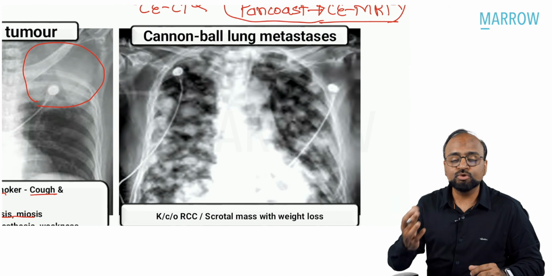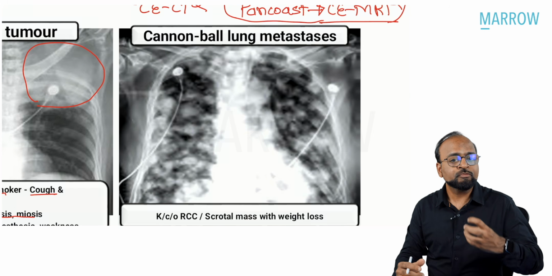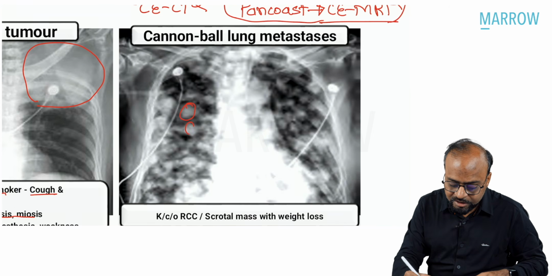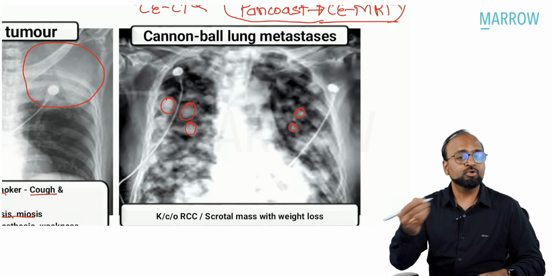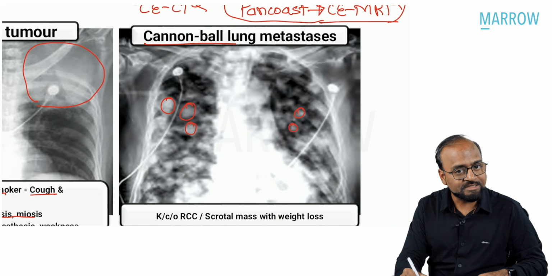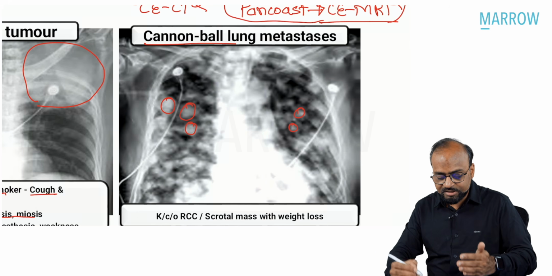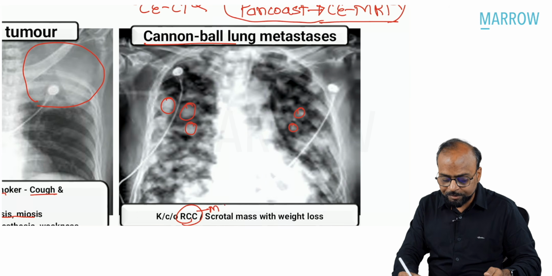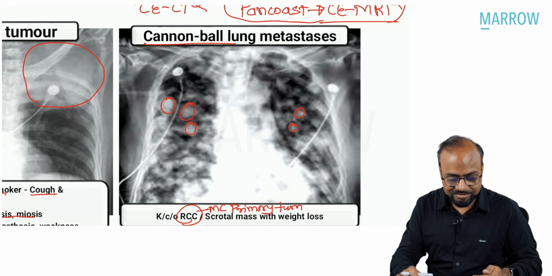Another typical lung tumor spotter that I want you to know is big chunks of metastatic deposits within the lungs. These are a result of an aggressive primary tumor which has extensively metastasized to the lungs. This is called cannonball lung metastasis, seen in aggressive primaries such as renal cell cancer, scrotal mass. The most common primary tumor associated with a cannonball lung metastasis is usually renal cell cancer.